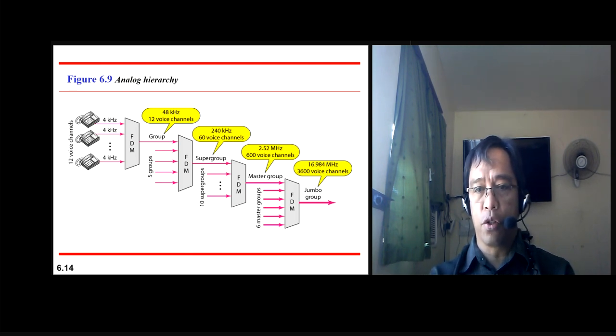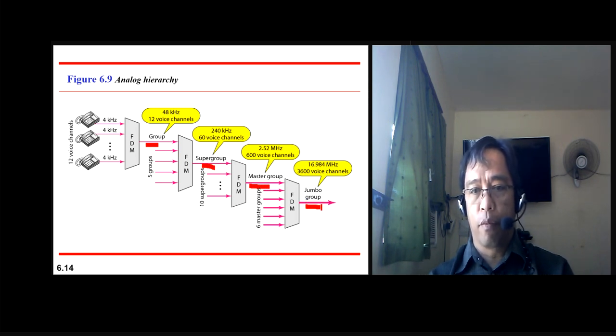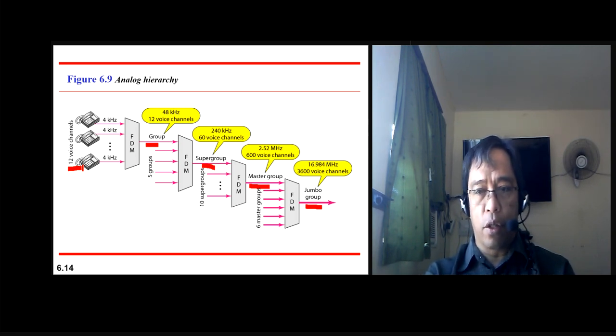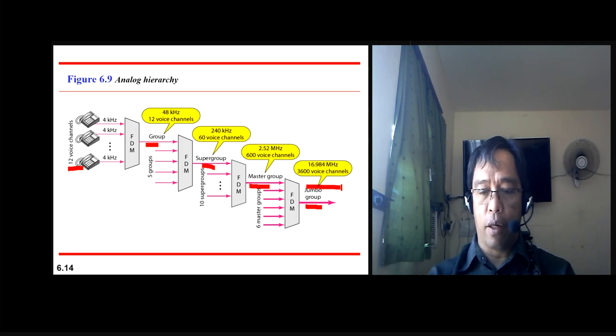Figure 6.9 shows the hierarchical system used by AT&T, made up of group, supergroup, master group, and jumbo group. In this analog hierarchy, 12 voice channels are multiplexed into a higher bandwidth line to create a group. There are 4 multiplexing stages, from 12 voice channel inputs to 3,600 voice channel outputs after passing the 4 stages of analog hierarchy multiplexing.